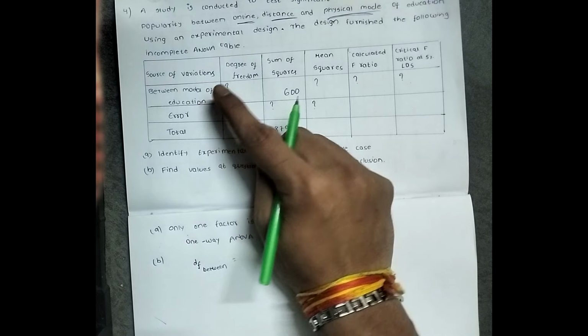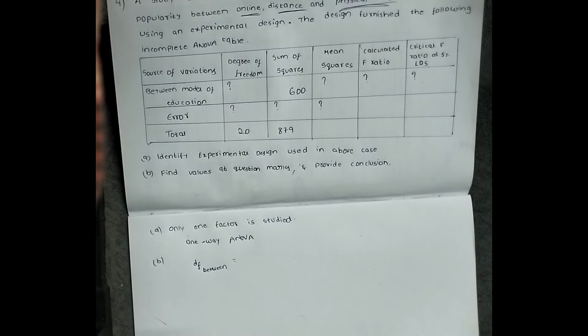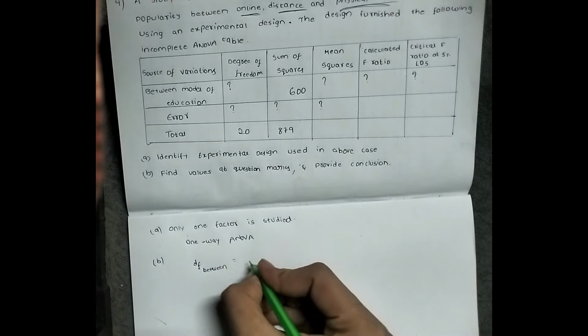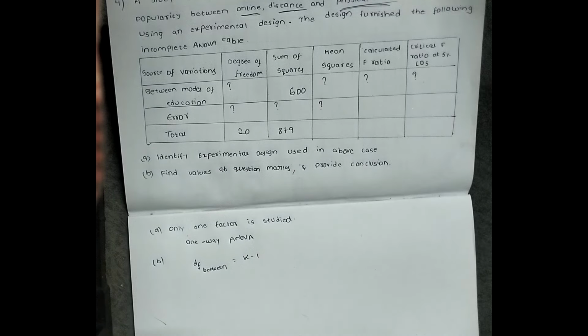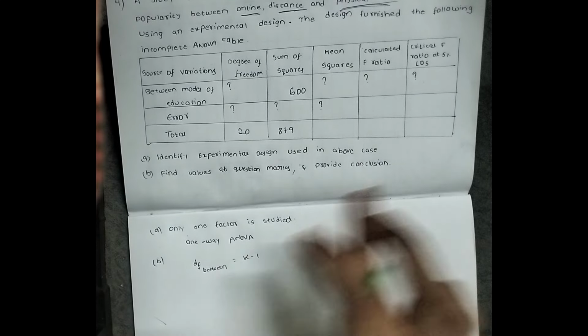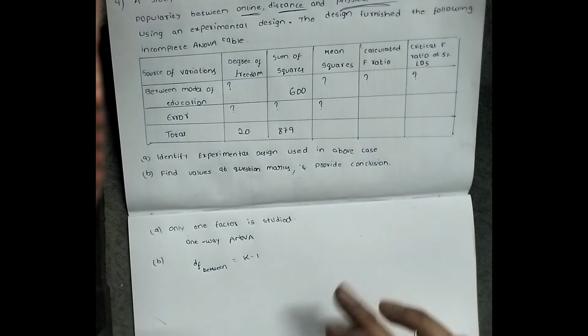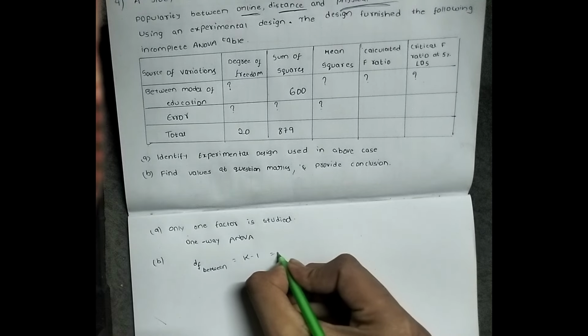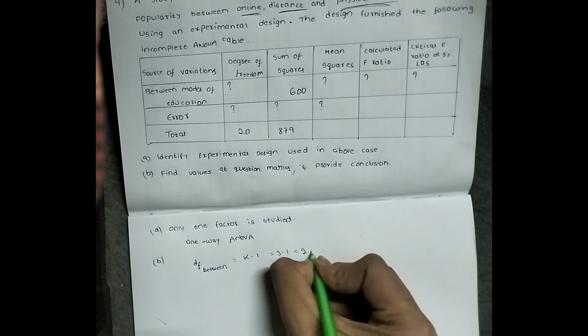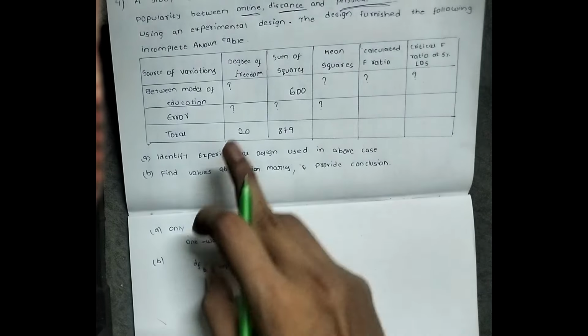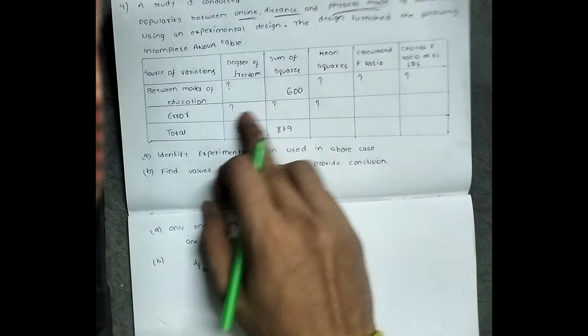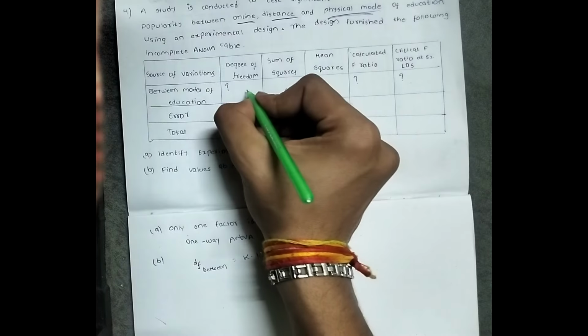There is a formula for between modes of education. In one way ANOVA, the formula is df between is equal to k minus 1, where k is how many types of modes there are in the factor. Here the value of k is 3. So 3 minus 1 is equal to 2. The degree of freedom between modes of education is 2.